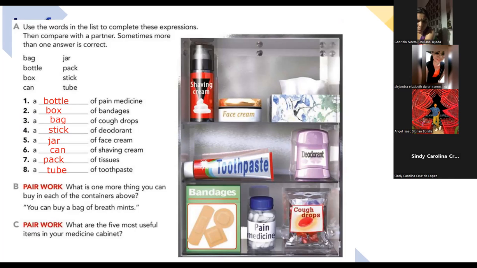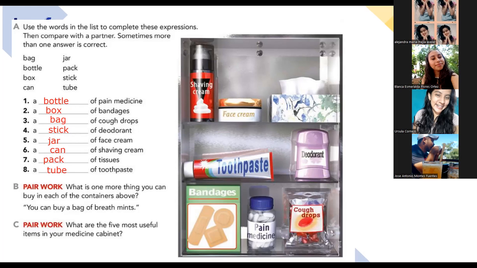Yes, very good. Wonderful. What about you, Alejandra Elizabeth Duran Ramos? What are those useful items in your medicine cabinet? Six. Face cream. Oh, face cream. Very good. Bandages. Pain medicine. And let me see, cough drops. Oh, cough drops. And deodorant. Oh, deodorant. Very good. Thank you so much for sharing that, right?